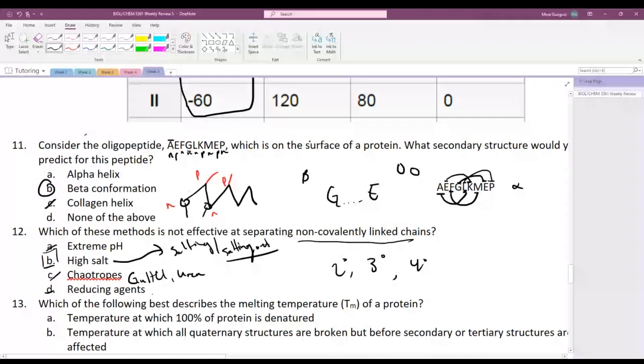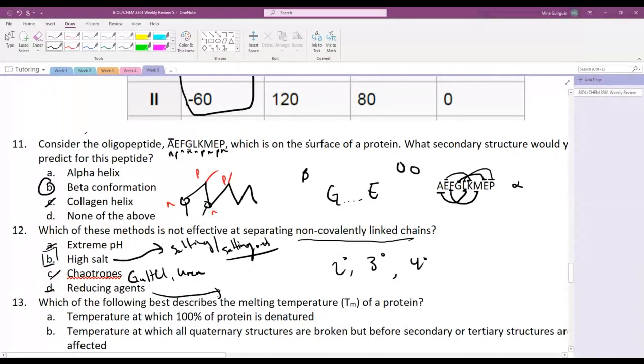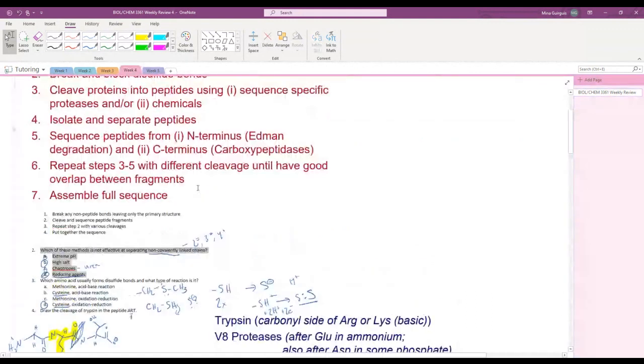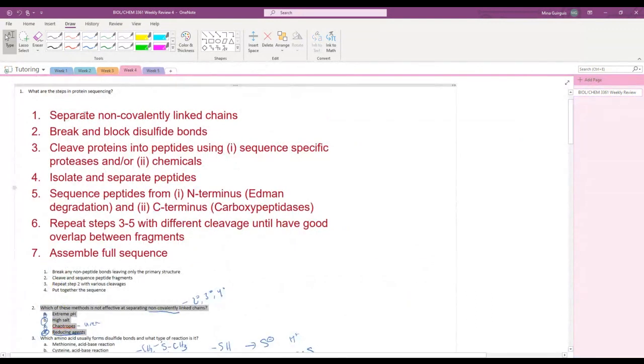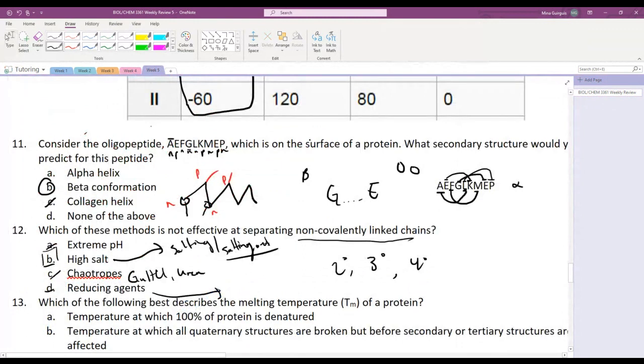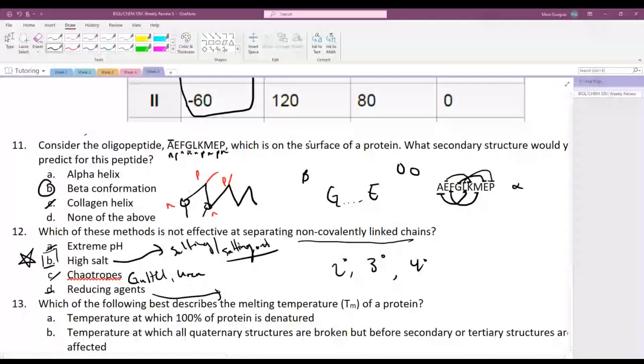Reducing agents. Reducing agents are used in protein sequencing, and that's where a lot of this comes from, but this topic was repeated. I think it was last week, so I want to turn back to week 4. In protein sequencing, the first step is to separate non-covalently linked chains. The second step is to break and block disulfide bonds. And actually, I do believe high salt can do this, but I didn't think it did. So I'm not certain about that. That's what I want to check on in a little bit. But the important thing is that reducing agents, in that step of protein sequencing, don't break non-covalently linked chains. They break disulfide bonds.